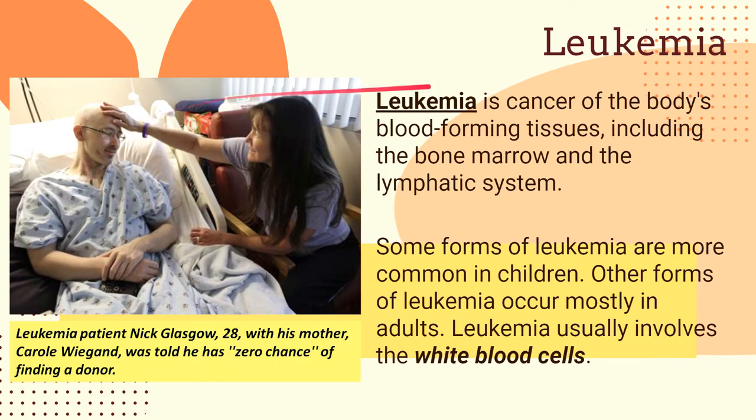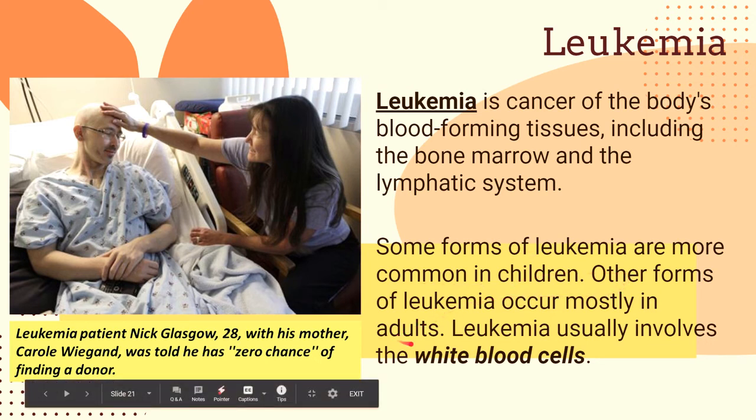Leukemia is the cancer of the blood, of the body's blood-forming tissues, including the bone marrow and lymphatic system. So this one, leukemia patient Nick Glasgow, when he was told that he has a zero chance of finding a donor to replace possibly his bone marrow. Some forms of leukemia are more common in children, others mostly occur in adults. In terms of leukemia, this usually involves having abnormal numbers of white blood cells in the body.